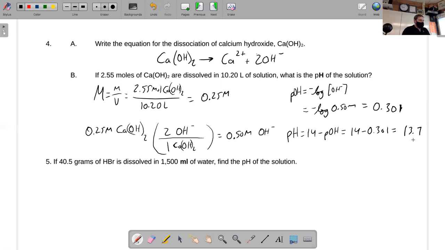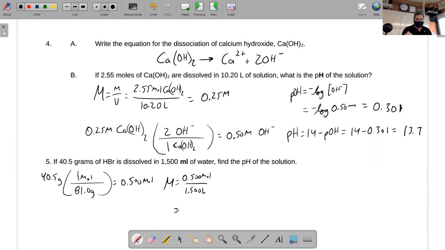And then number 15, I'll just do this real quick. You've got a mass of HBr, as an acid it's hydrobromic acid. So we have 40.5 grams of HBr dissolved in 1,500 milliliters of water. We need to get to a concentration. First, convert the 40.5 grams into moles. The formula mass for HBr is 81 grams per mole, so that comes out to be half a mole. We've dissolved half a mole in 1,500 milliliters of water, so the molarity is half a mole in 1.50 liters. 1,500 milliliters is 1.5 liters. 0.5 over 1.5, oh yeah, that's 1/3.